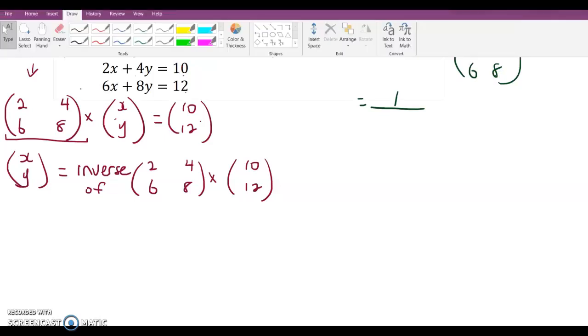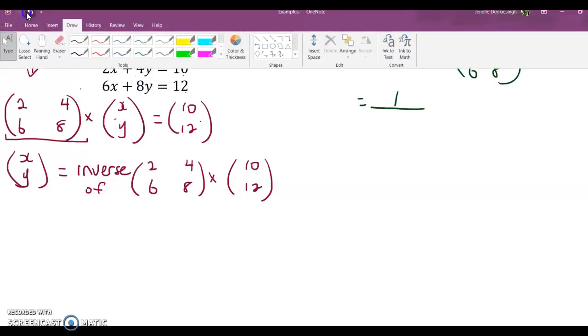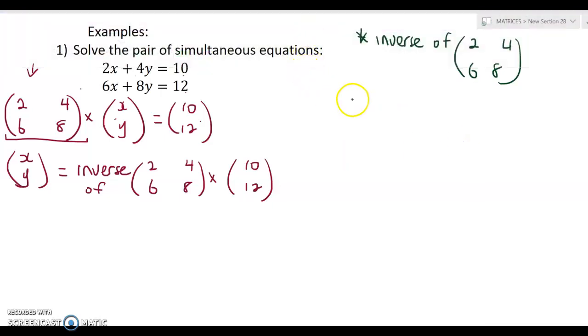Well, firstly, let's not do everything together so you don't get too confused. So I'm going to find the determinant first. The determinant would be 2 by 8. Remember, the product of the first diagonal, take away the product of the second diagonal.